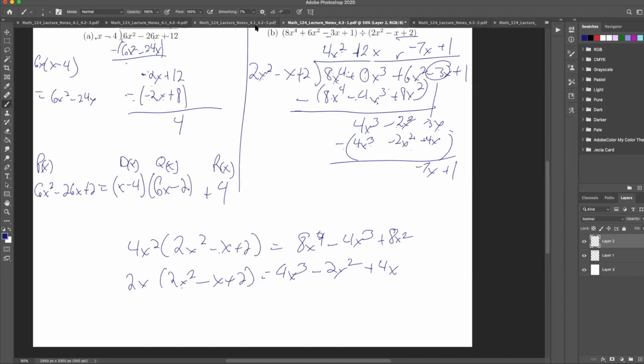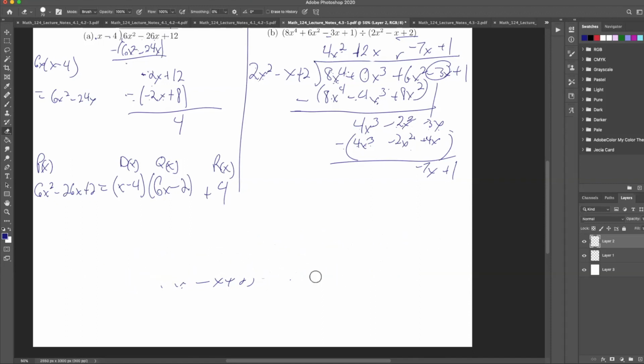Okay, so once again, we can write this the same way we wrote this. And so here, I'm going to go ahead and erase this. This isn't necessary, so I'll go ahead and erase it, just so I have room to write what I want. So p(x) in this case is our dividend, which is this big beast right here.